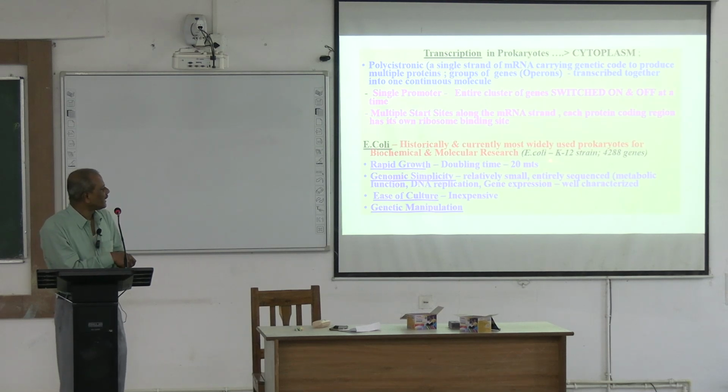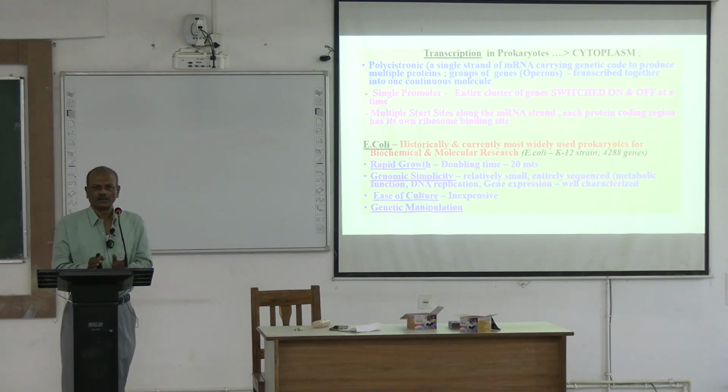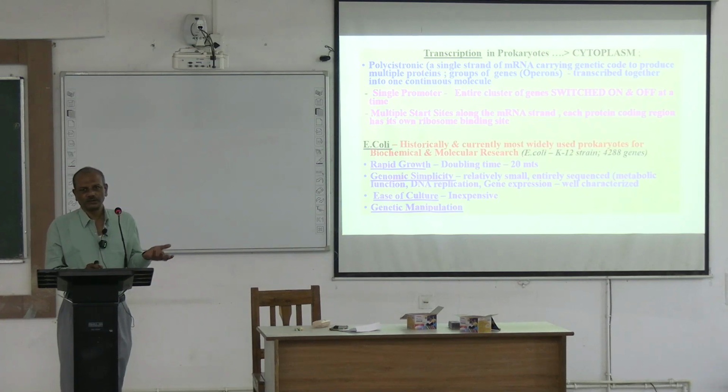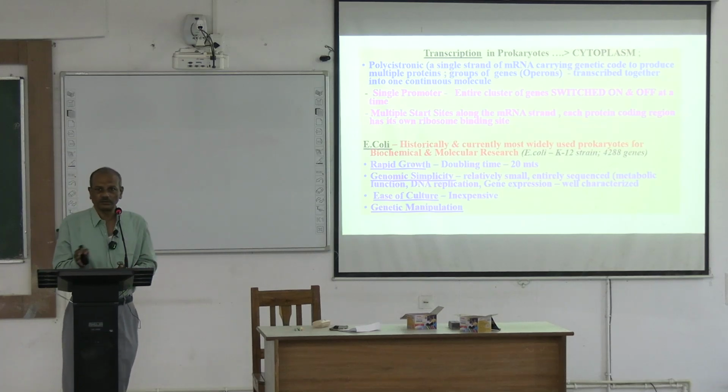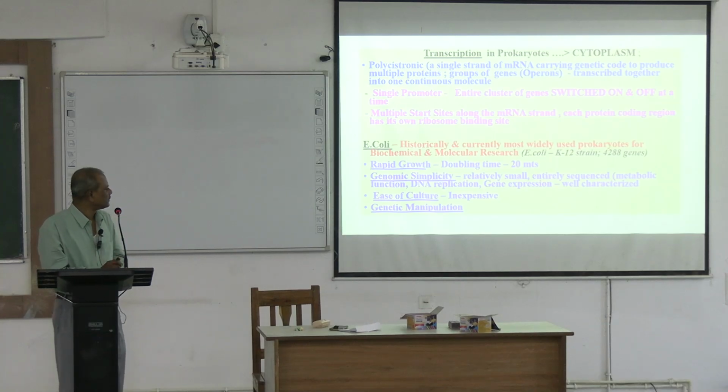So, the E. coli K12 strain has a gene count in the range of all prokaryotes, around 800 to 5000. But in E. coli particularly, since there are about 4,000 genes, proteins will be synthesized about the same number. One gene, one protein, usually.